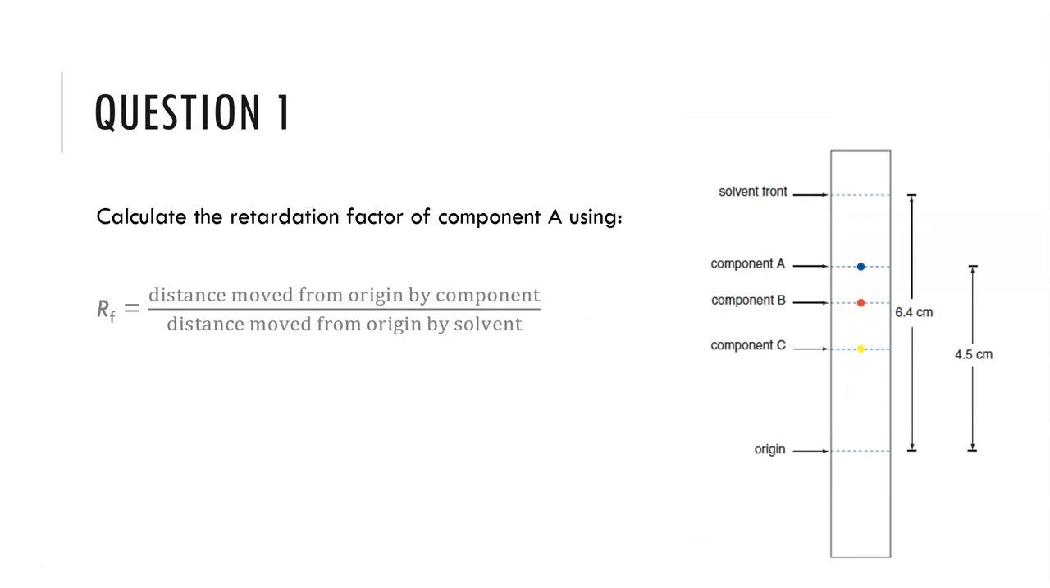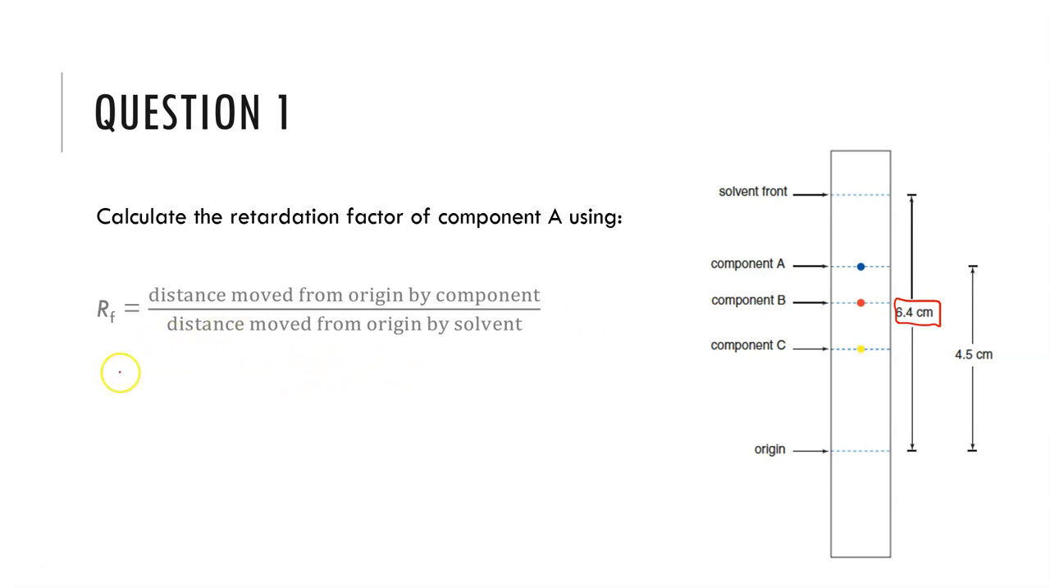This is a typical kind of question that we would see for a TLC or paper chromatography question. A sample has been run, it has been found to have 3 components, and we are asked to calculate the RF based on this information. Quite often they may not provide these values for you and will expect you to use the ruler that you will of course have with you in the exam to calculate these values.